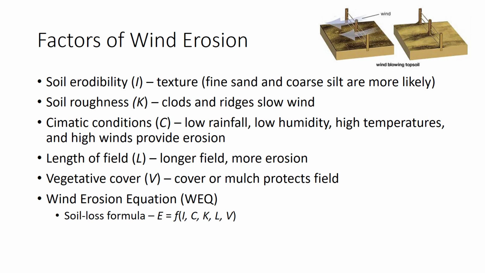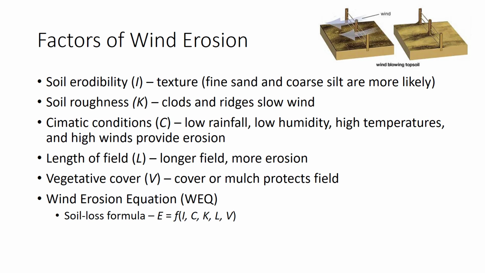Climatic conditions that promote wind erosion include low rainfall, low humidity, high temperatures, and high winds. Dry, windy conditions cause faster soil drying, and dry soil is more erodible than moist soil. Dry soil also supports a thinner vegetative cover. Length of field affects erosion. On the leading edge of a field, there is no wind erosion. As the wind travels across the field, it picks up more and more soil grains like an avalanche. Vegetative cover protects the soil, as does a mulch. Bare soil, on the other hand, is fully exposed to the erosive force of wind.